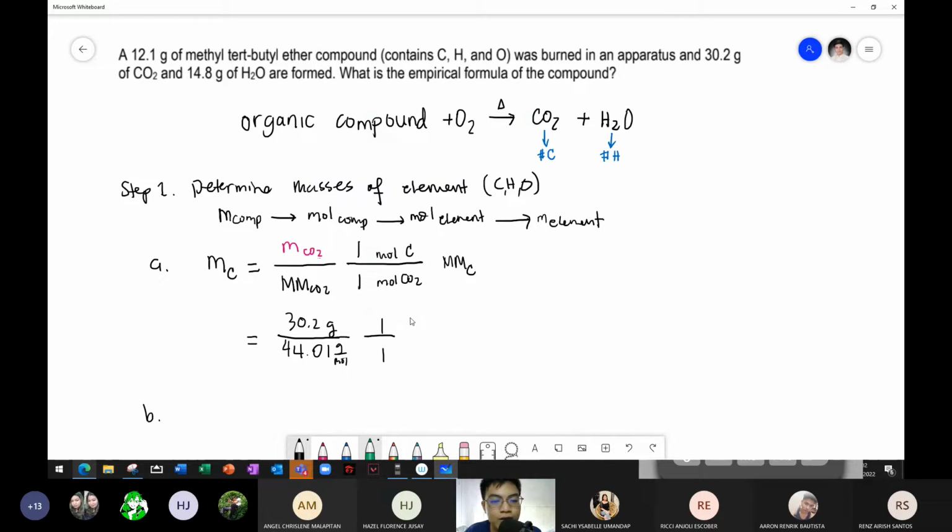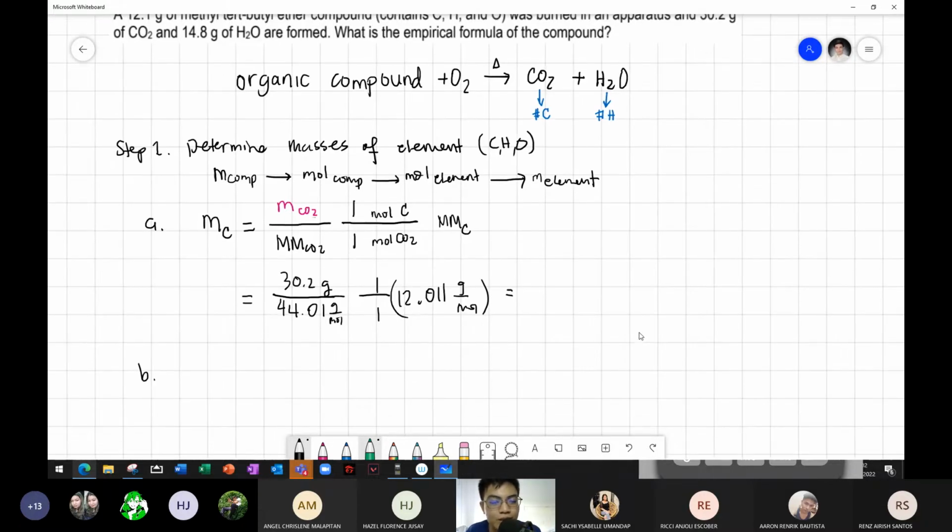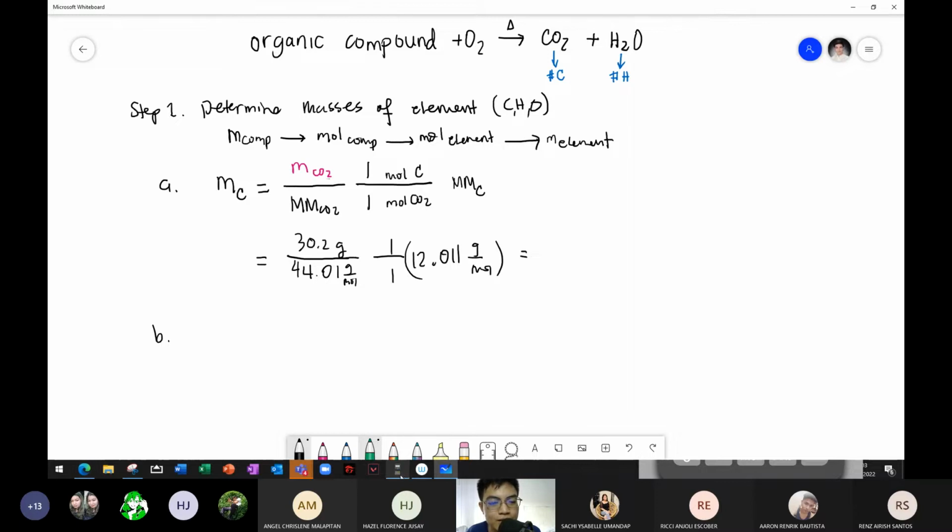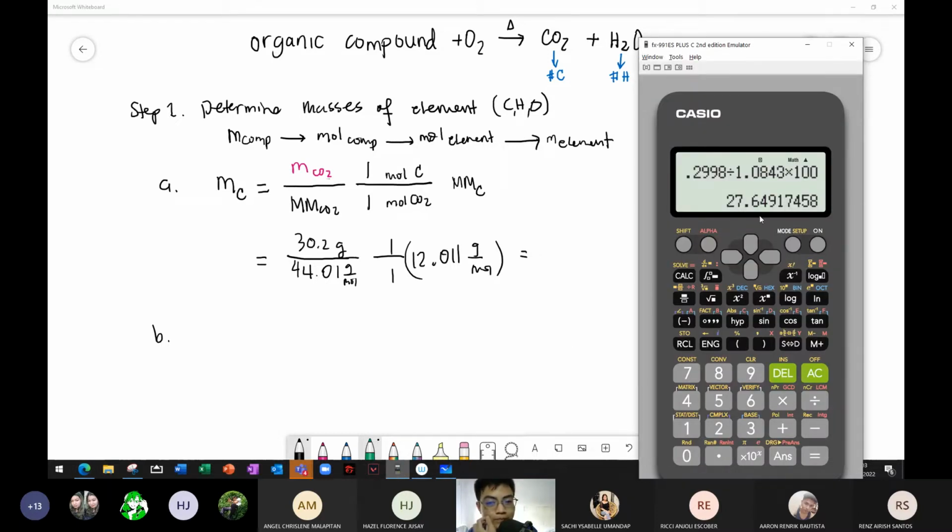Okay, times 1 over 1. And then the molar mass of carbon, of course, 12.011. Ayan. So, ganun lang ka-simple. Solve natin yung mass ng carbon. So, it's 30.02 times 12.011 divided by 44.01. So, let's round it off to 4 decimal places. 8.2420. Okay?